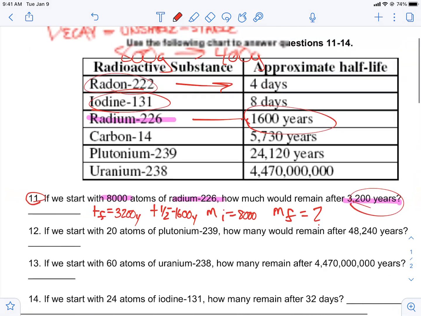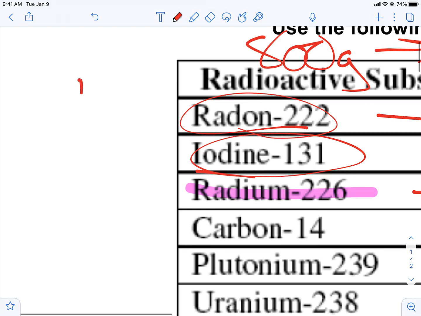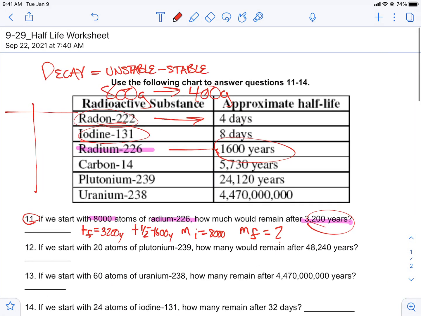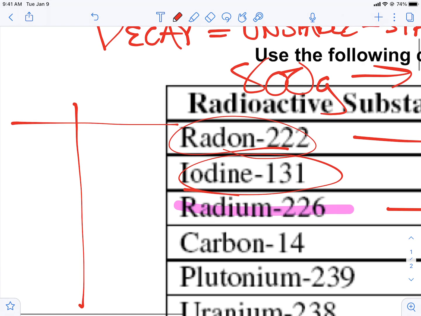So how you solve a half-life problem is, the easiest way is to set up a chart. There is a mathematical formula you can use, but I think the chart is just the easiest, most practical way to do it. The chart will be divided into 2 columns, and in your 2 columns you'll have time, T, and then you'll have M for mass.